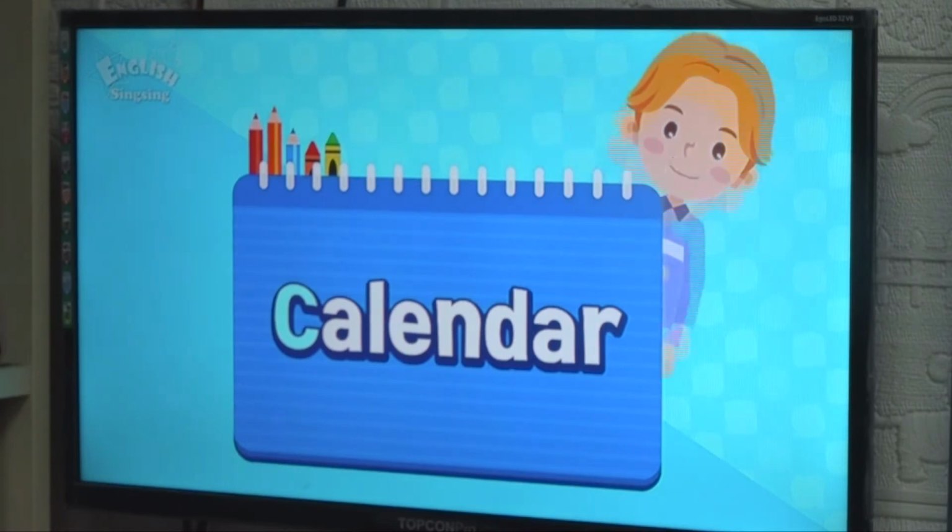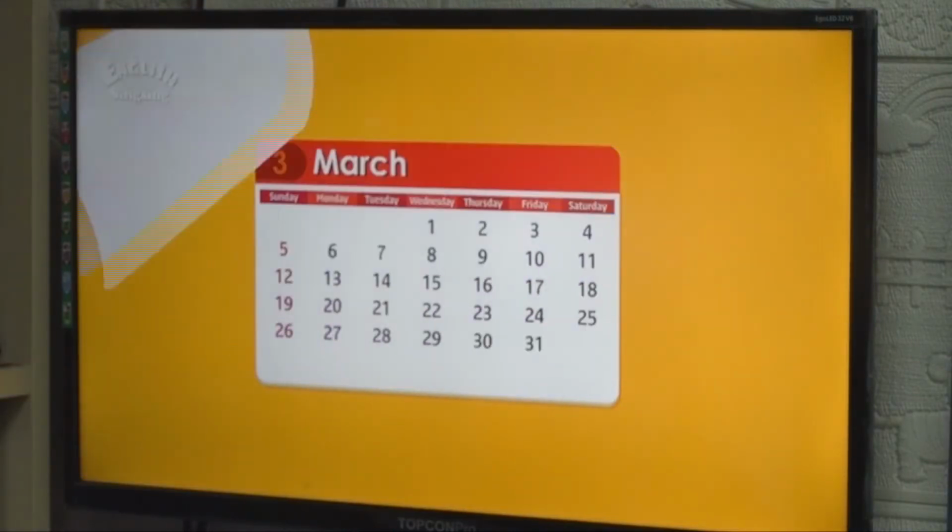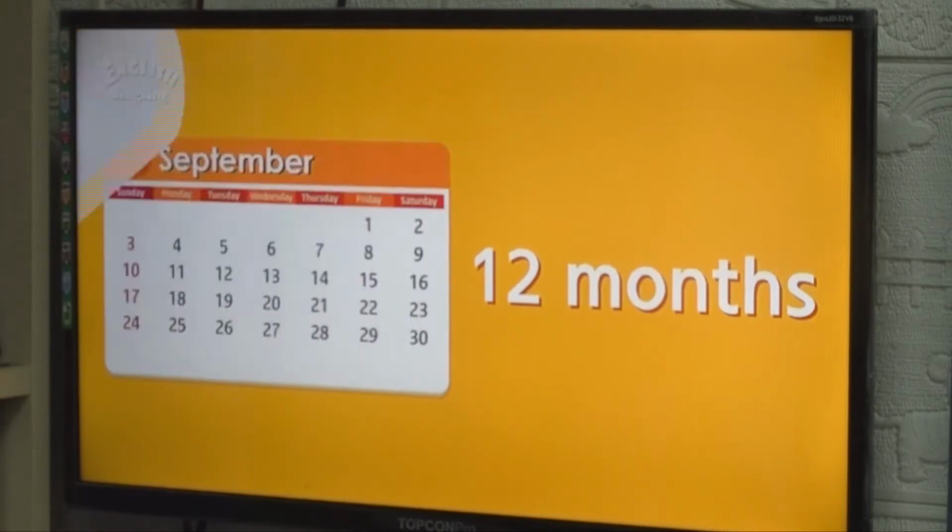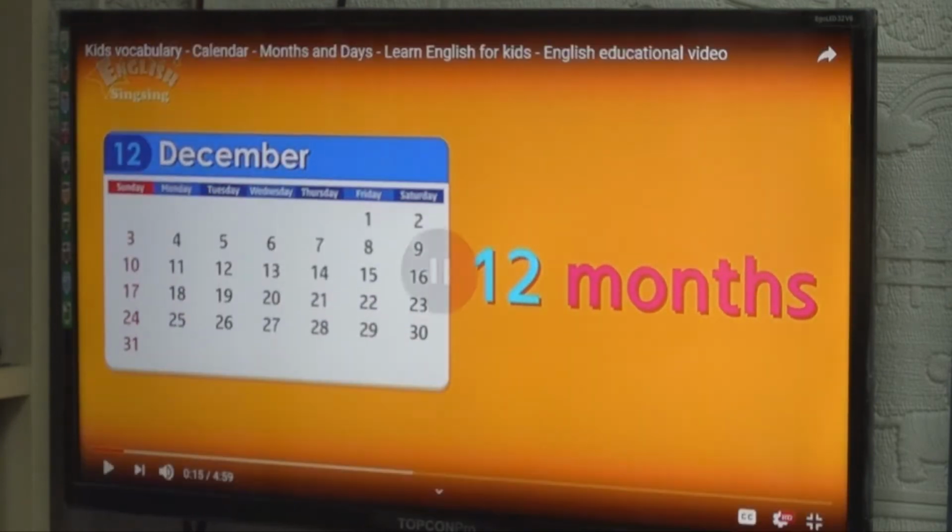Calendar. We learned about the calendar last time, right? There are 12 months in a year. How many months are there in a year? They are 12. Remember that, 12.